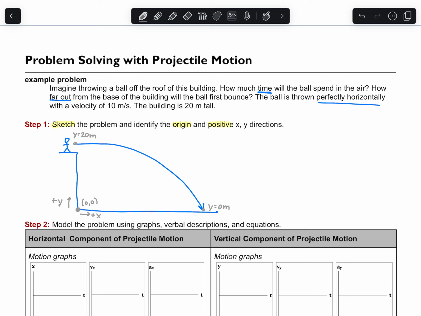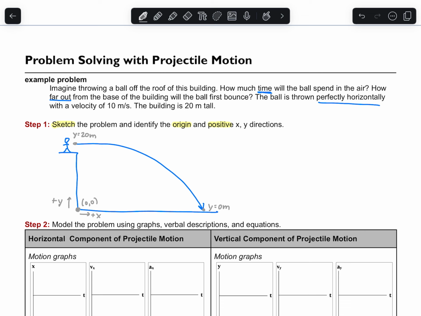Now I'm thinking about what the initial x value is. It's 0 meters because the starting position of the ball is directly above the origin point. Way out here at the end of the throw, I don't know the x position. In fact, that's one of the questions I'm being asked. I'm now going to model the problem to make sure I understand the motions. I'm going to show first the horizontal part of the motion.